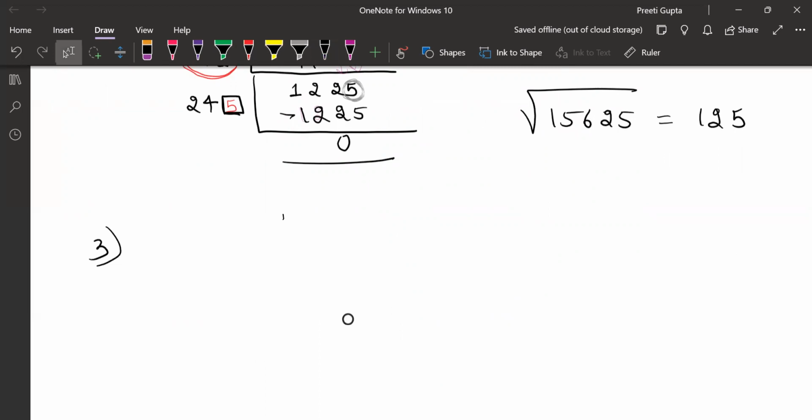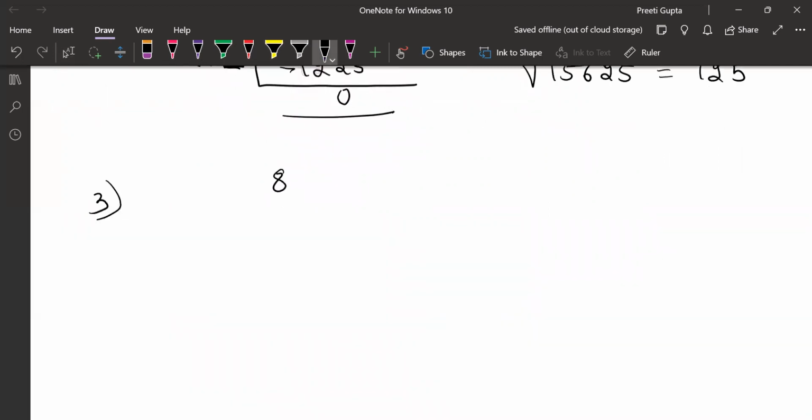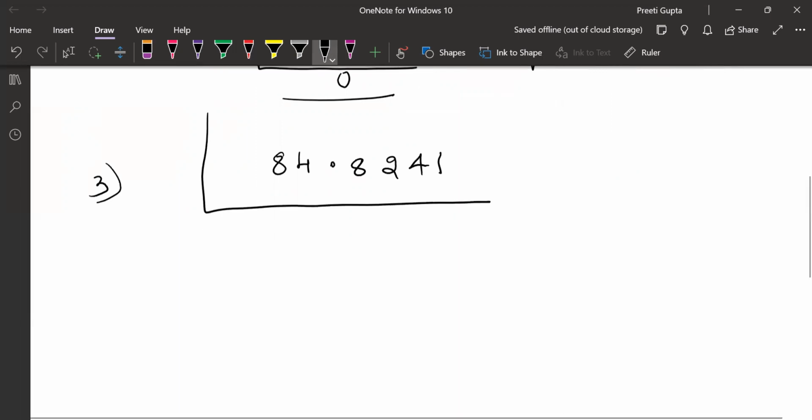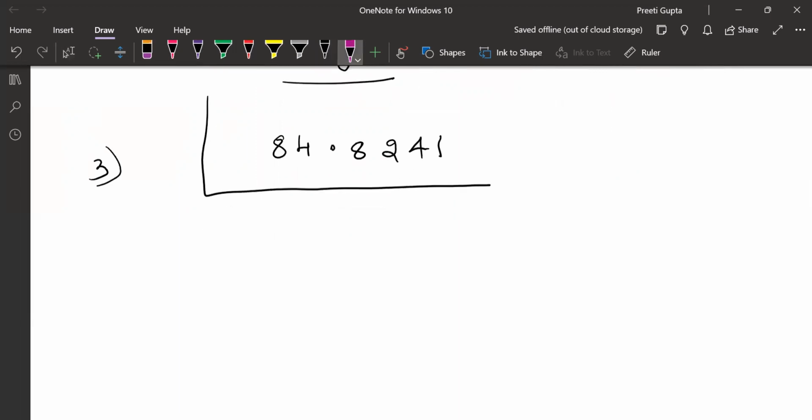Okay, so I'm taking a slightly bigger number, that is 84.8241. Let's start the long division now. Start making groups from the back: 41, then 82, and 84. You need to make the groups from the back only, not from the front.